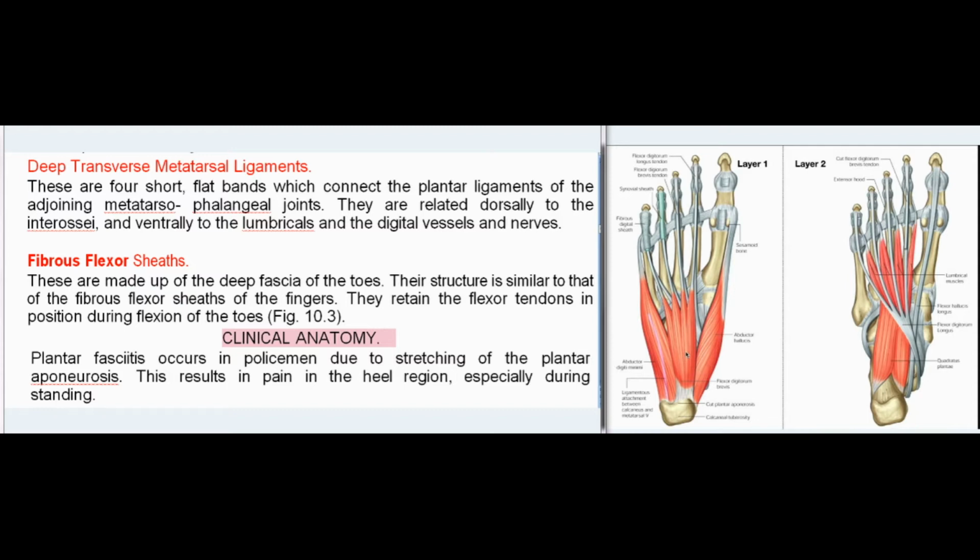Fibrous flexor sheaths. These are made up of the deep fascia of the toes. Their structure is similar to that of the fibrous flexor sheaths of the fingers. They retain the flexor tendons in position during flexion of the toes, Fig 10.3.